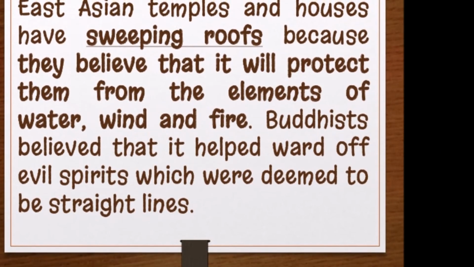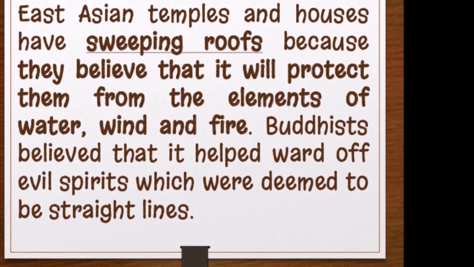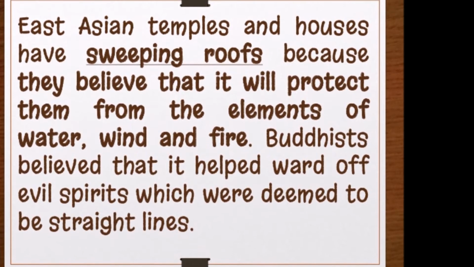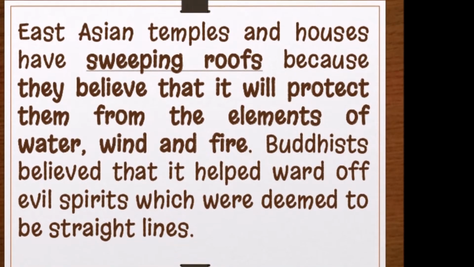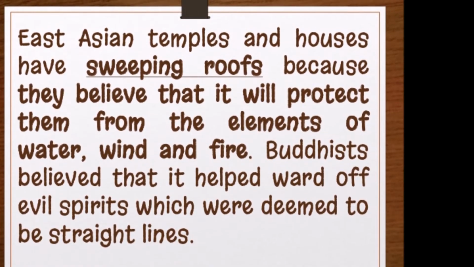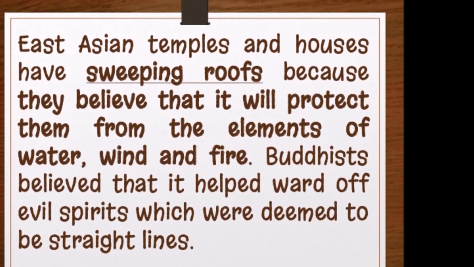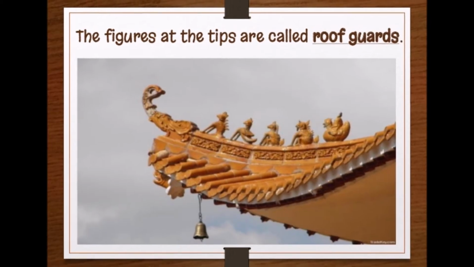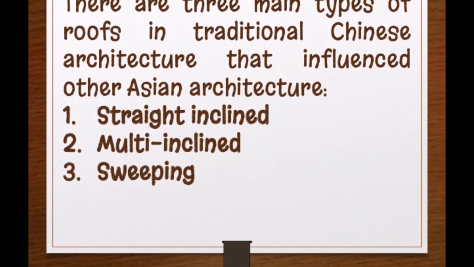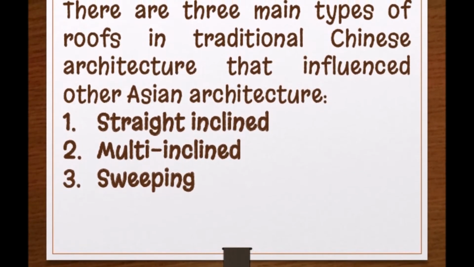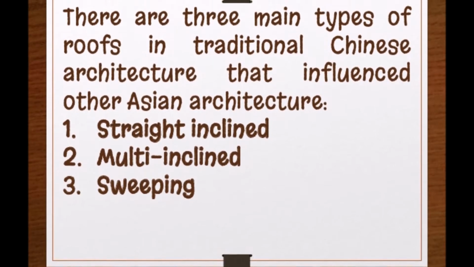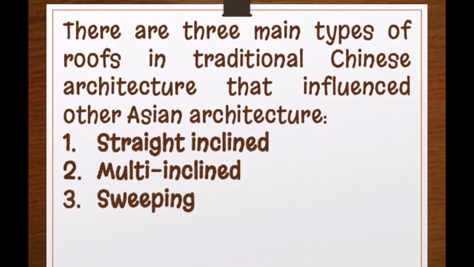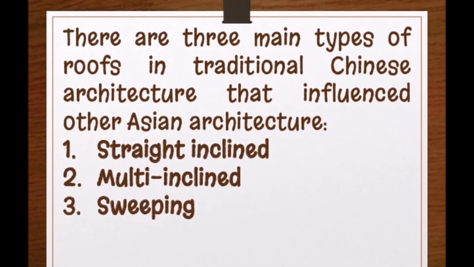East Asian temples and houses have sweeping roofs because they believe that it will protect them from the elements of water, wind, and fire. Buddhists believe that it helped ward off evil spirits, which were deemed to be straight lines. The figures at the tips are called the roof guards. There are three main types of roof guards in traditional Chinese architecture that influence other Asian architecture. One is the straight inclined, second is the multi-inclined, and the third is sweeping.